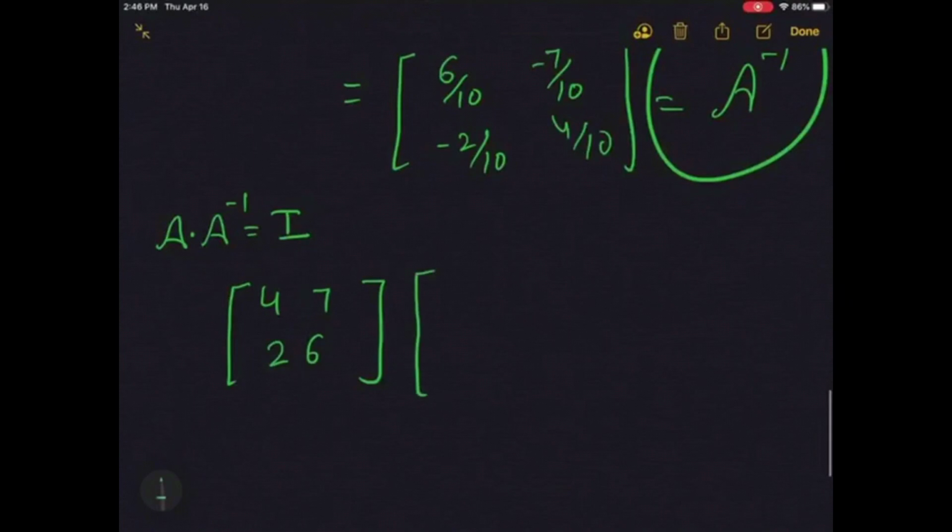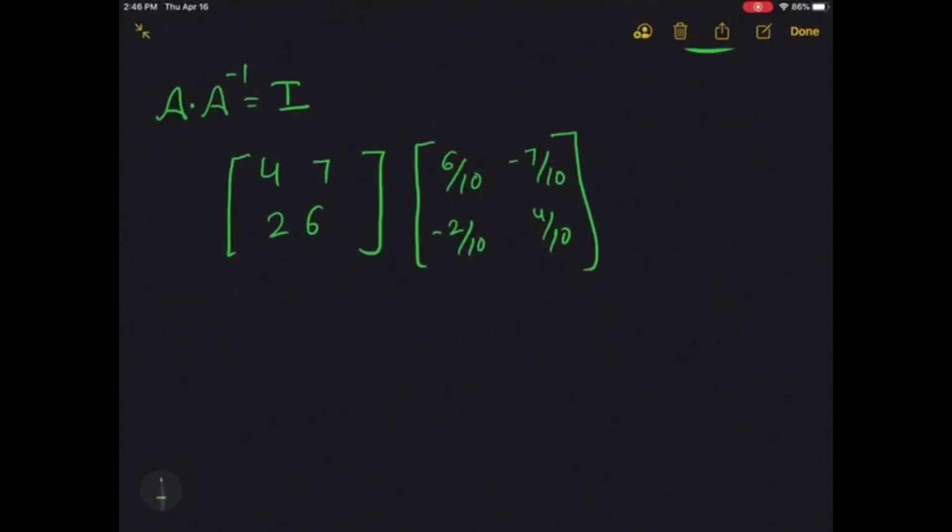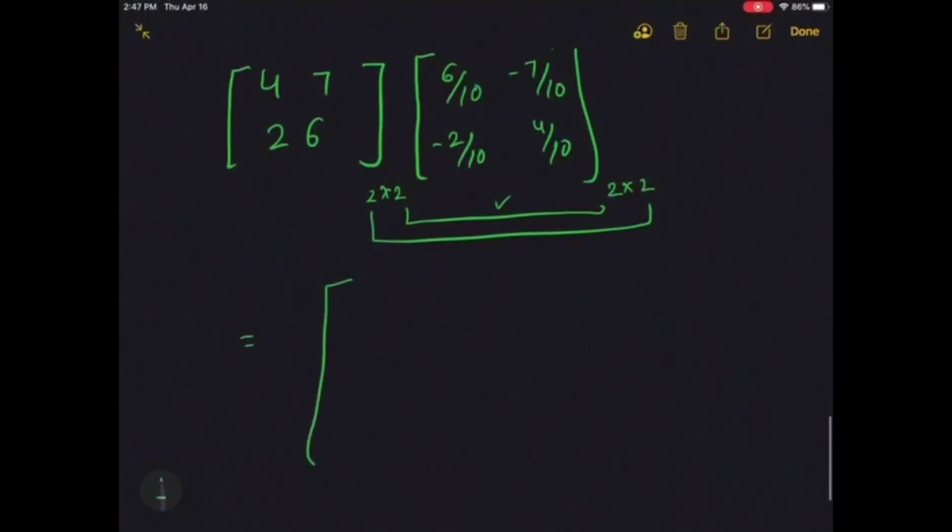I multiply this by its inverse matrix, which is 6/10, negative 7/10, negative 2/10, 4/10. Let's check if this is actually the inverse. Since this is 2 by 2 and this is 2 by 2, the inside numbers match, so I can find the product. The outside would be my answer, so the answer matrix is 2 by 2. Keep in mind, I'm showing you this just to give you a better understanding that this process works. You don't have to do it.